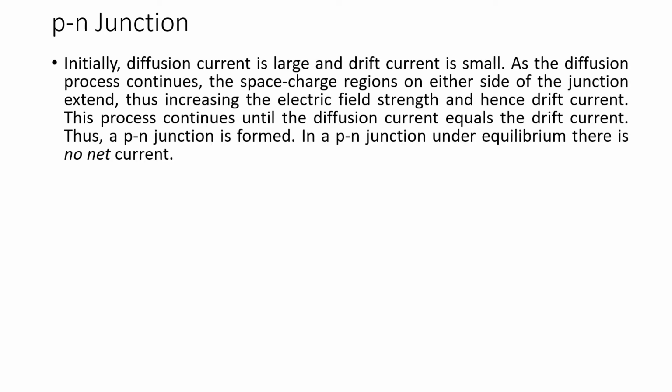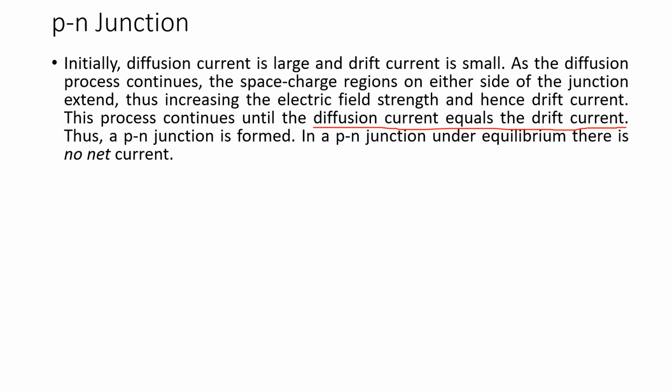Initially, diffusion current is large and drift current is small. As the diffusion process continues, the space charge regions on either side of the junction extend, thus increasing the field strength and hence the drift current. This process of movement of holes and electrons, that is majority and minority carriers, continues until diffusion current equals drift current. Thus, the p-n junction is formed.